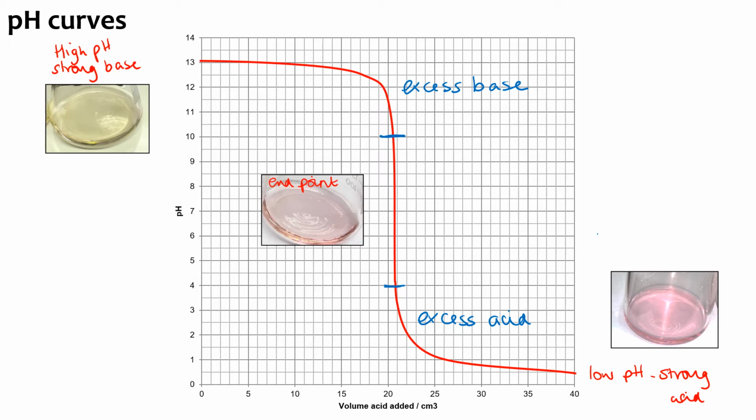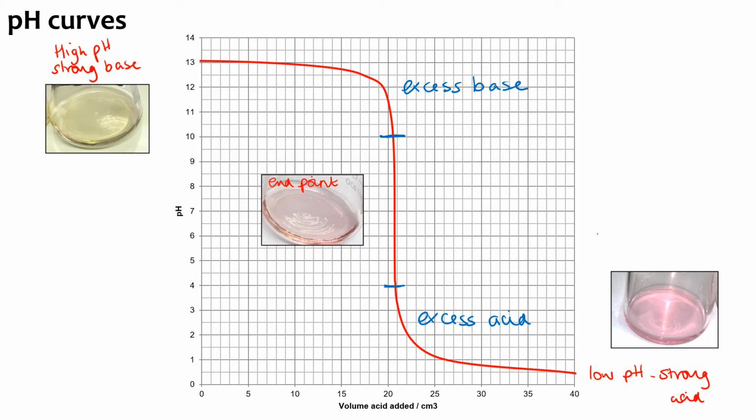Now, if you think about the fact that pH is a log 10 scale, so pH 1 is 10 times different to pH 2, and if you think about how many H plus ions would be in one drop of an acid, it might give you an idea of why one tiny drop makes such a difference to the pH. And this also shows you how it's so easy to miss the end point in your reaction as well.